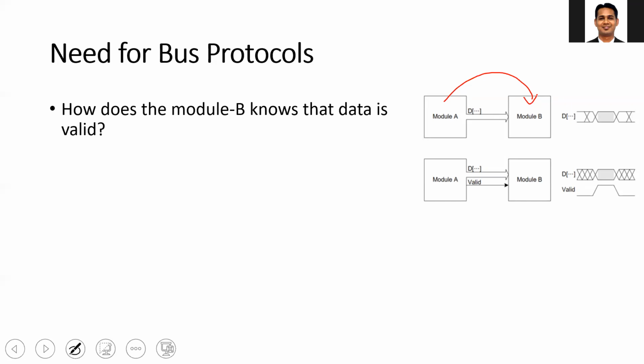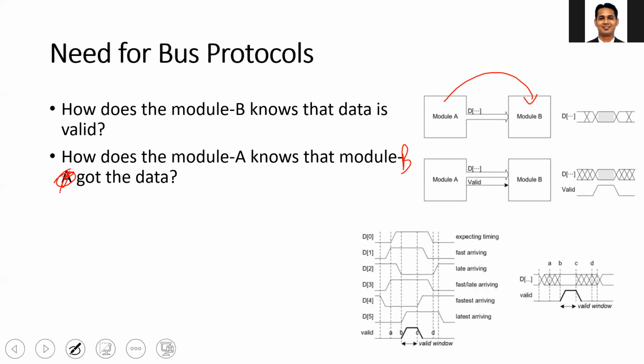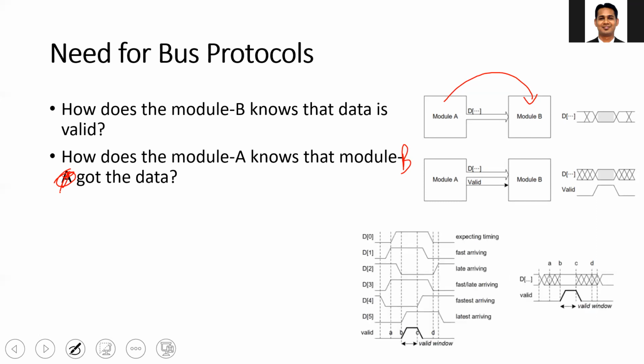This is good. But then how does module A know that module B got the data? So how does it know? What you need to do is send some kind of acknowledgement signal. So you can add some kind of acknowledgement signal here. I have not shown it here, but you can have some kind of acknowledgement signal.